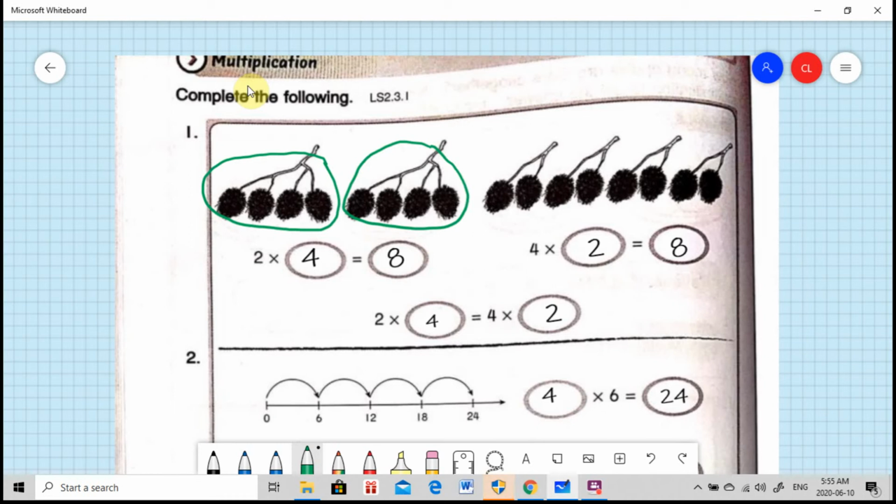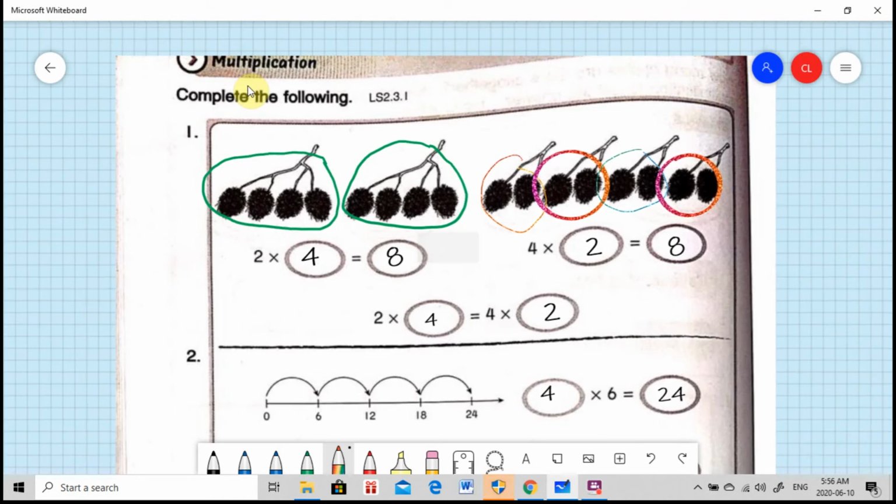Now, what about this one? How many groups do we have? We have 1, 2, 3, 4. We have four groups of 2, because we have 1, 2 here. Four groups of 2, 4 twos. 4 times 2 equals 8. So we notice that 2 times 4 is 8, and 4 times 2 also equals 8.